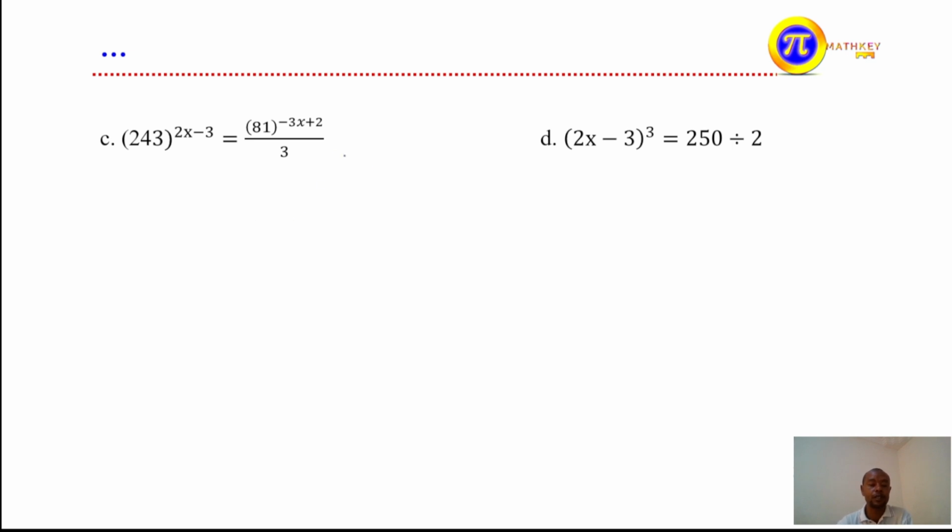Similarly, we can solve these problems. Say that 243 to the power of 2x minus 3 is equal to 81 to the power of negative 3x plus 2 over 3. Now we'll try to express this with the same base. You know that 243 divided by 3 is 81. 81 by 3 is 27. This by 3 is 9. This by 3 is 3.